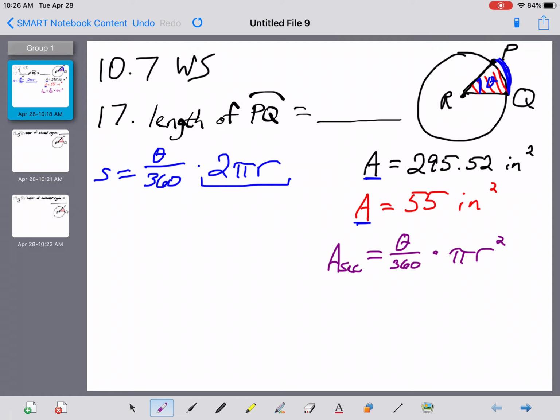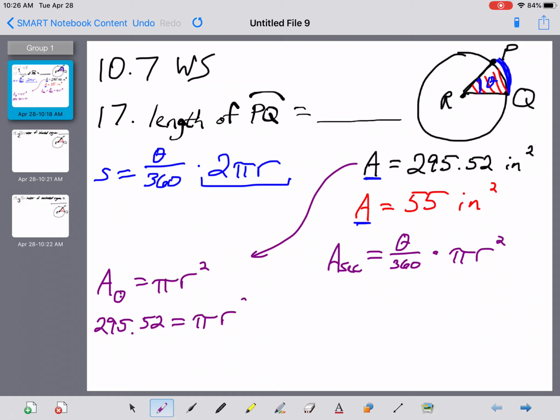Let me go to this formula right over here for a second, guys. The area of an entire circle is pi times your radius squared. We know that the area of this entire circle is 295.52, but we don't know the radius. But we can work this formula backwards and figure that out. The first thing I would do right here is divide both sides by pi.